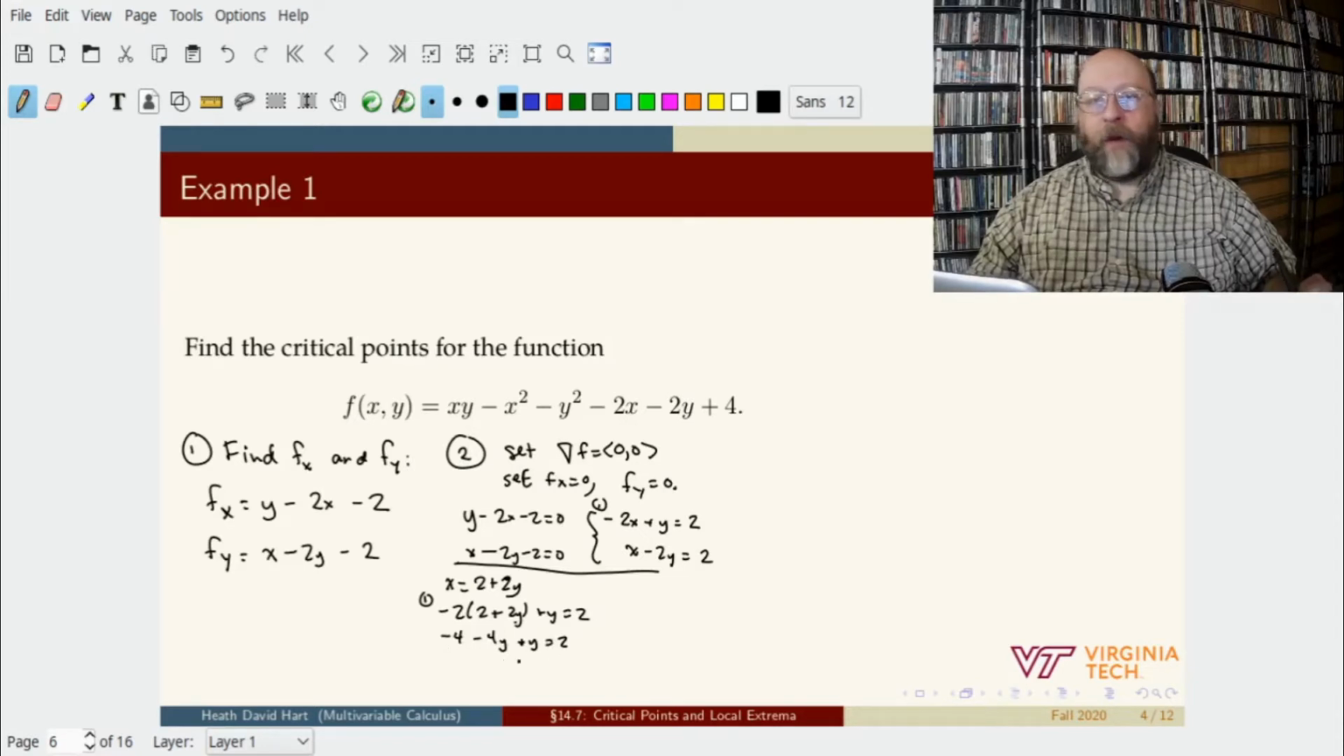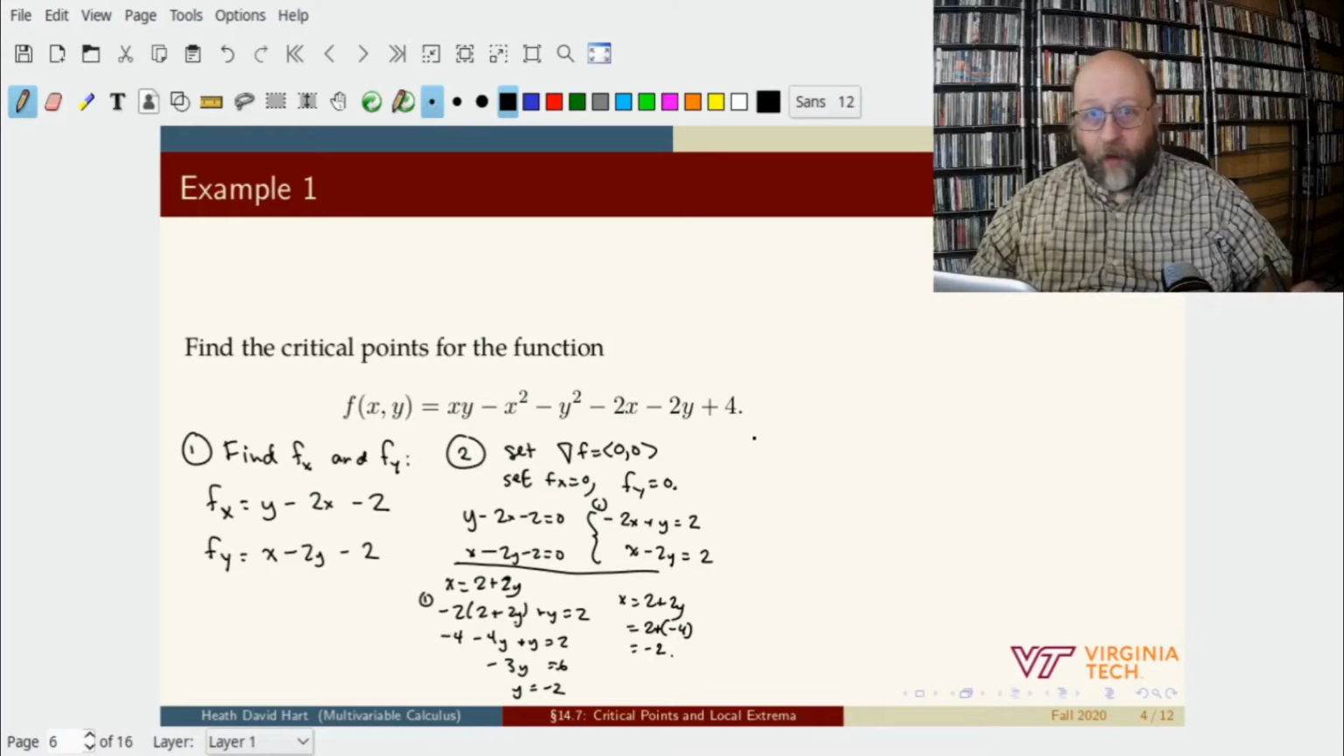Add 4 to both sides, and we get 6 on this side. And we get negative 3y is equal to 6, and so y is equal to negative 2. And since y is equal to negative 2, x is equal to 2 plus 2y, which is 2 plus negative 4, and x also is equal to negative 2. And so we now know that x is equal to negative 2 and y is equal to negative 2.